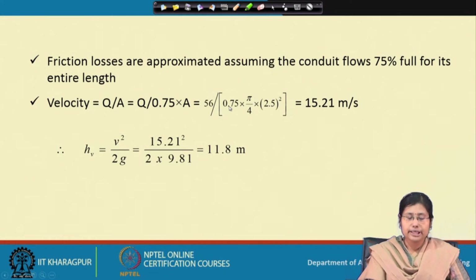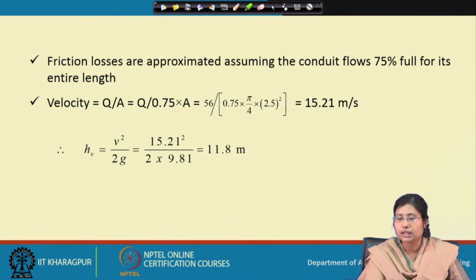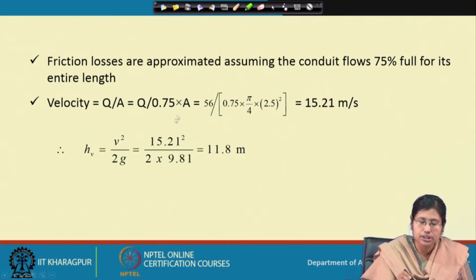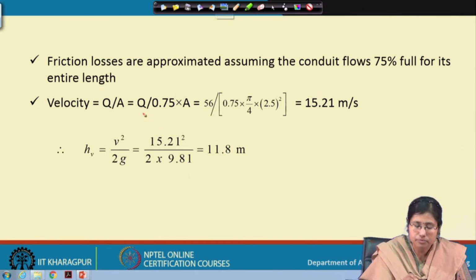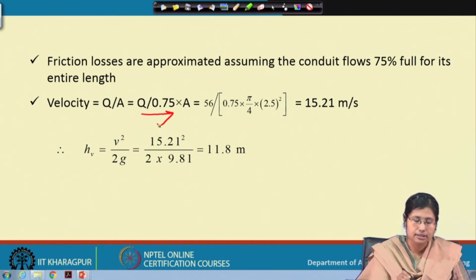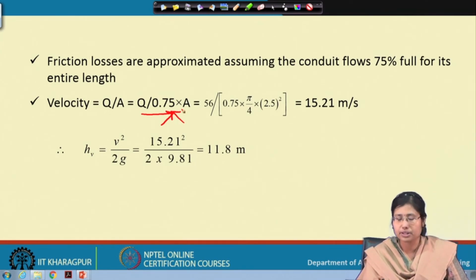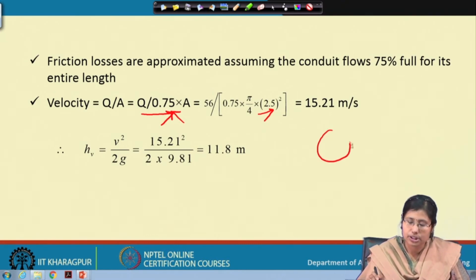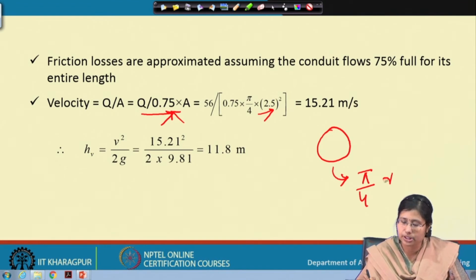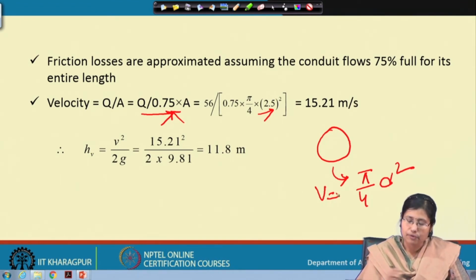Now, we will take into account the frictional losses. The frictional losses are approximated assuming the conduit flows 75% of the entire length. So, the discharge is divided by the area, since it is 75% of the flow. This was plugged in here considering the 75% of the flow, and these are the assumed diameters. Since the cross section is assumed circular, the area is pi by 4 d square. In this way we calculate the velocity.